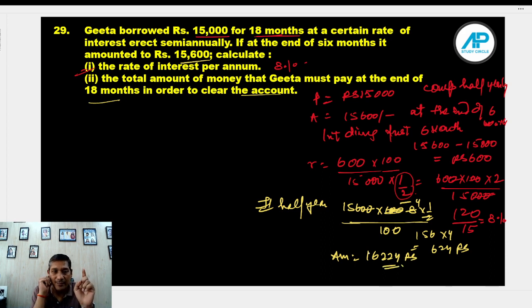At the end of the first year, the total amount value I have got is 16,224 rupees. 16,224 rupees is the principal for the third year. I'm doing it here, please.